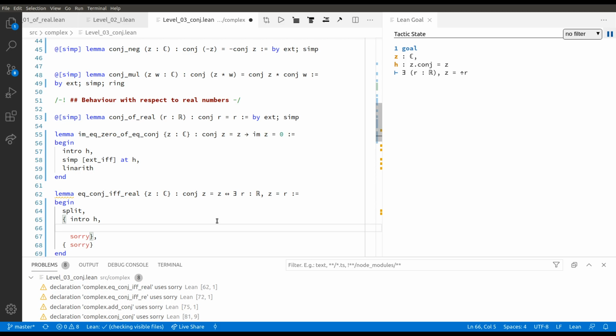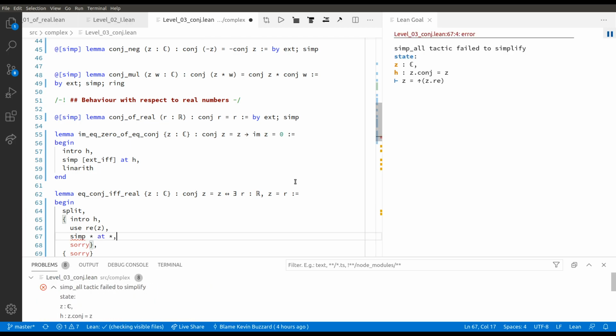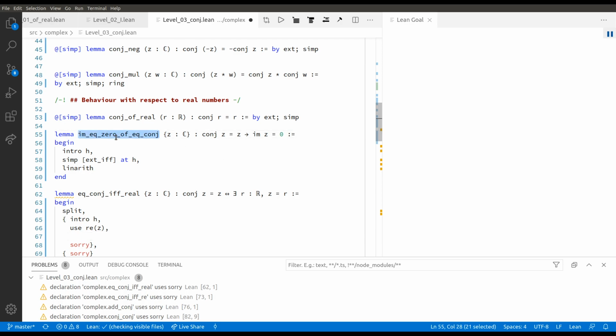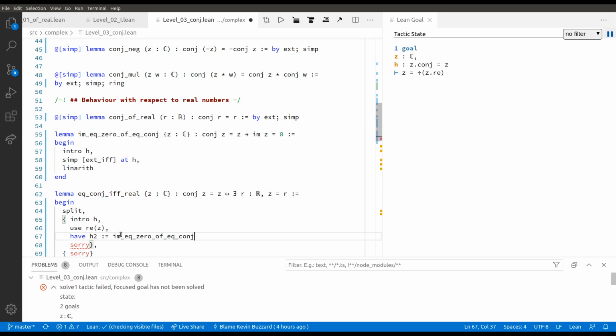We've got to prove that there exists a real number such that Z is that real number. What real number can it be? I guess it's going to be the real part of Z, because that's a real number. And now we've got to prove, now I bet this won't work. Now I'd like to finish this because I'm bored of this proof. But I think I'm going to need to know this, right? Let's add this, have H2. Let's have this, H, there.